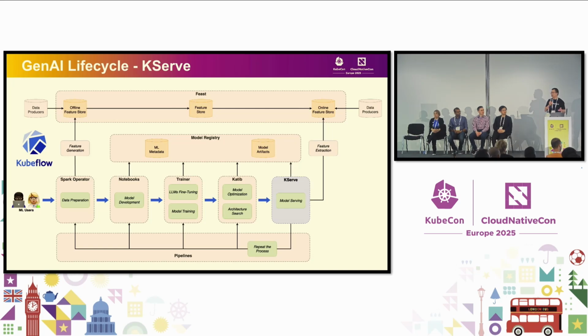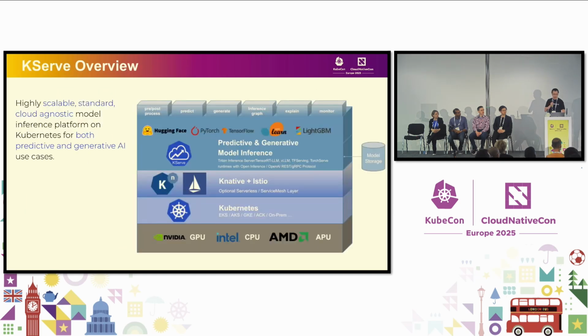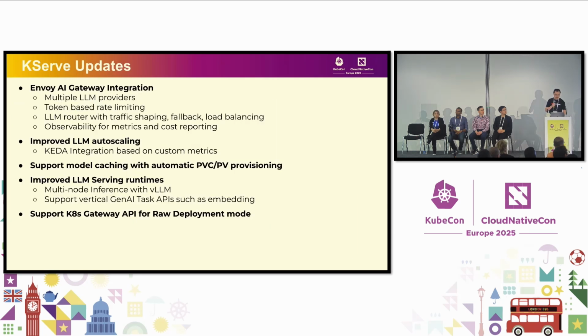And once you have the model, right, how do you serve it? So KServe comes into play in this machine learning lifecycle to serve your models. So what is KServe? KServe is a highly scalable, standard, and cloud-agnostic model serving and inference platform on Kubernetes. Note that it's not only for predictive AI, but also for generative AI as well. Some updates from the KServe perspective.